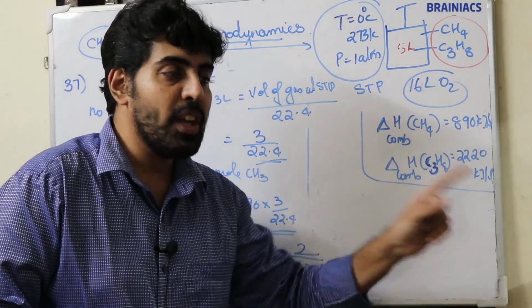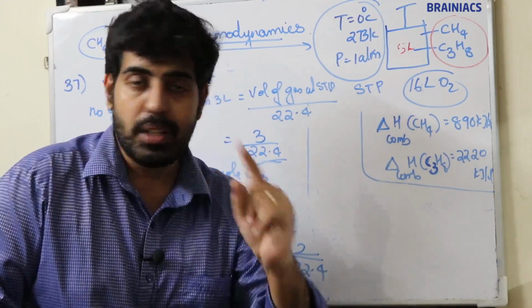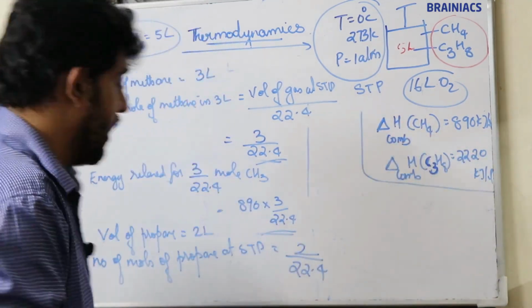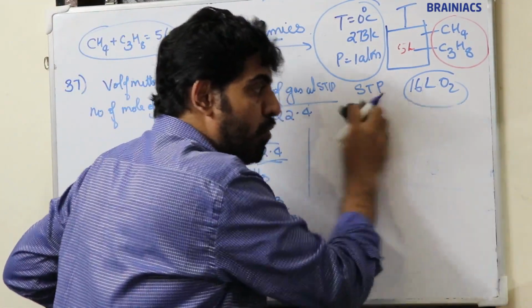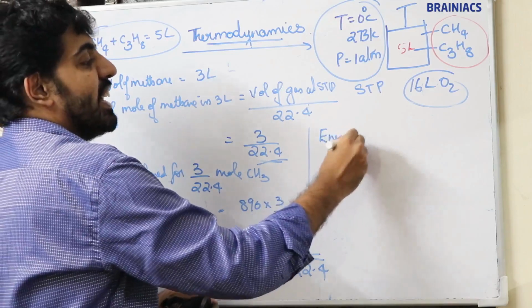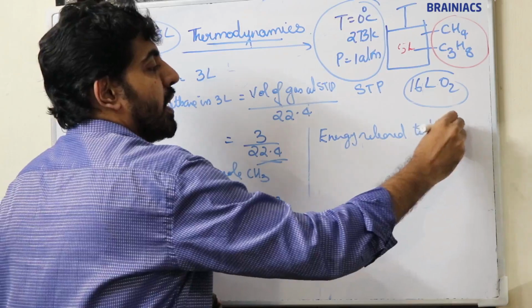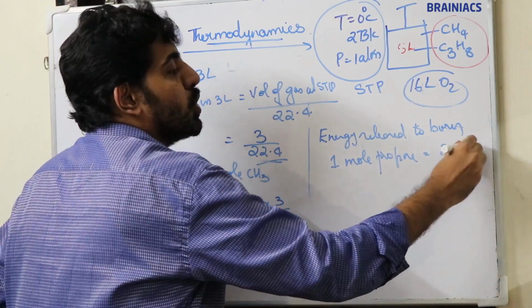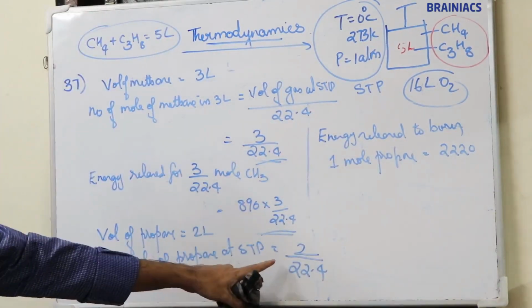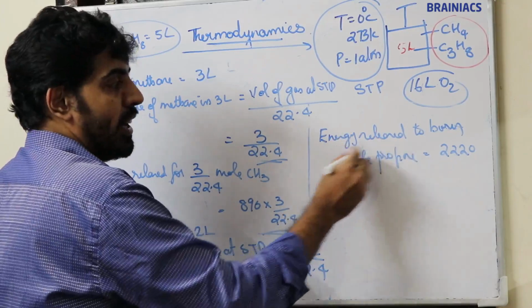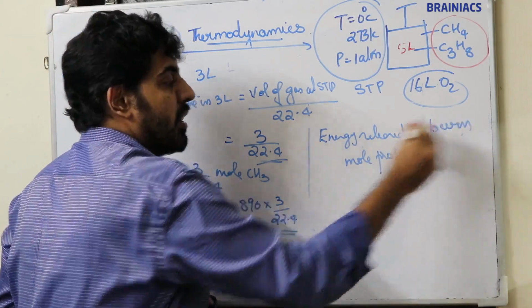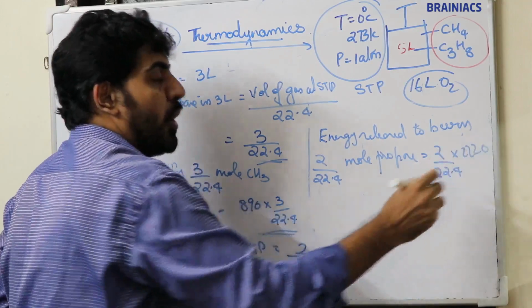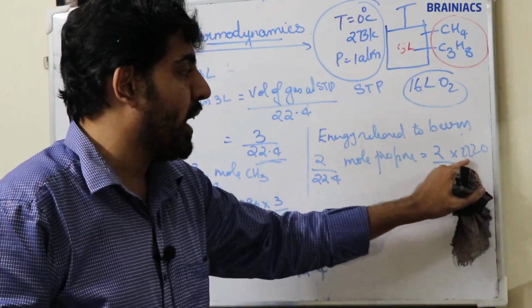What does combustion mean? It is the enthalpy change occurring when 1 mole is burnt. The enthalpy of combustion of propane is 2220. So the energy released to burn 1 mole of propane is 2220. That is the enthalpy of combustion of propane. Now here we have how many moles? 2 by 22.4. So the energy released to burn 2 by 22.4 moles is 2 by 22.4 into 2220.